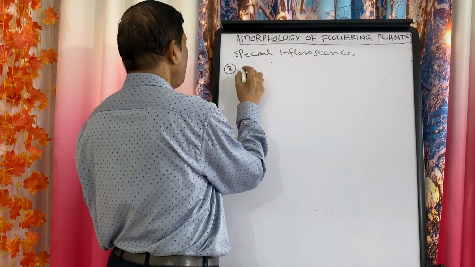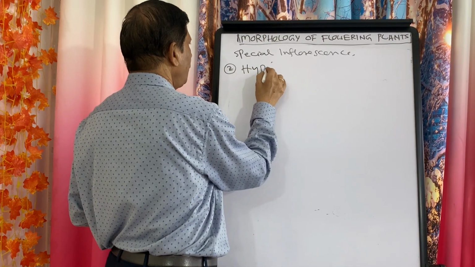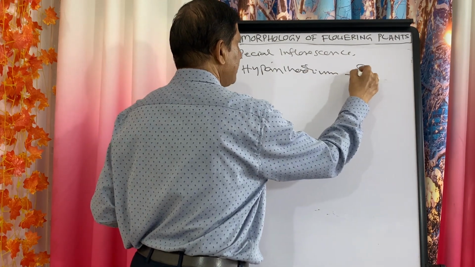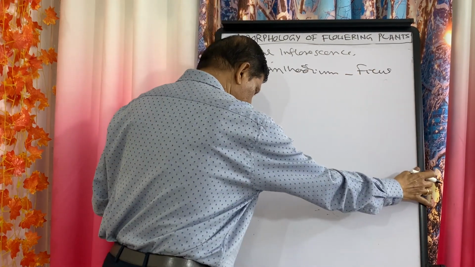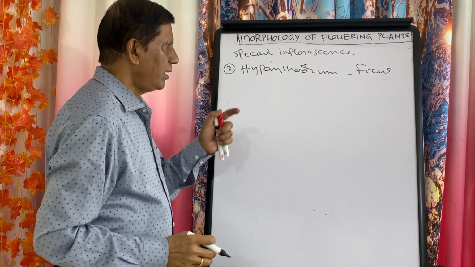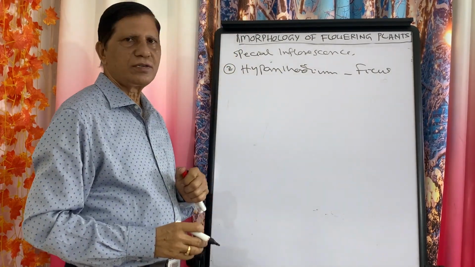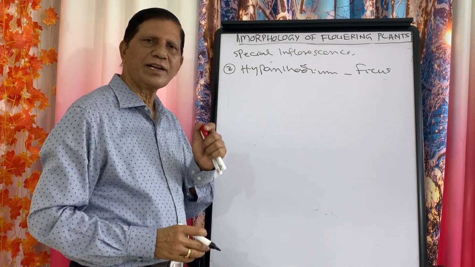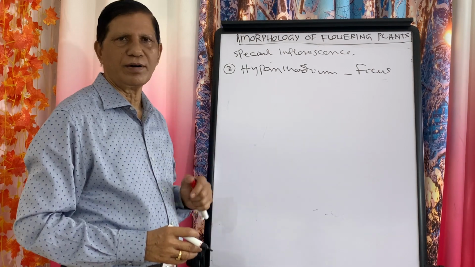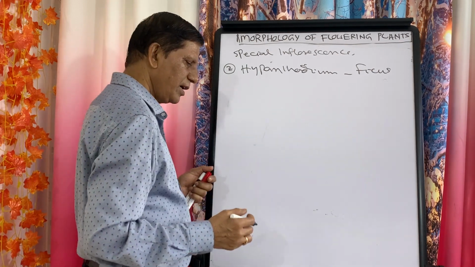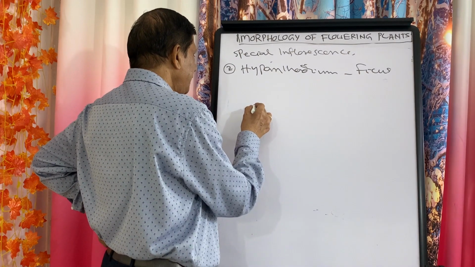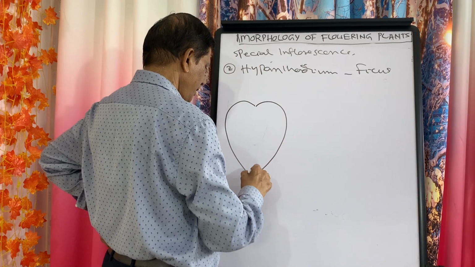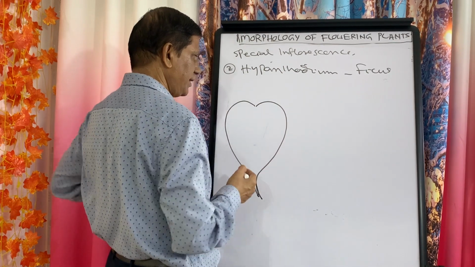The second type is known as Hypanthodium, and the common example is ficus. Now, if you observe one ficus inflorescence, you will initially think that it is actually not an inflorescence, it looks like a single flower, but actually it is an inflorescence. The entire inflorescence looks like this in case of ficus.